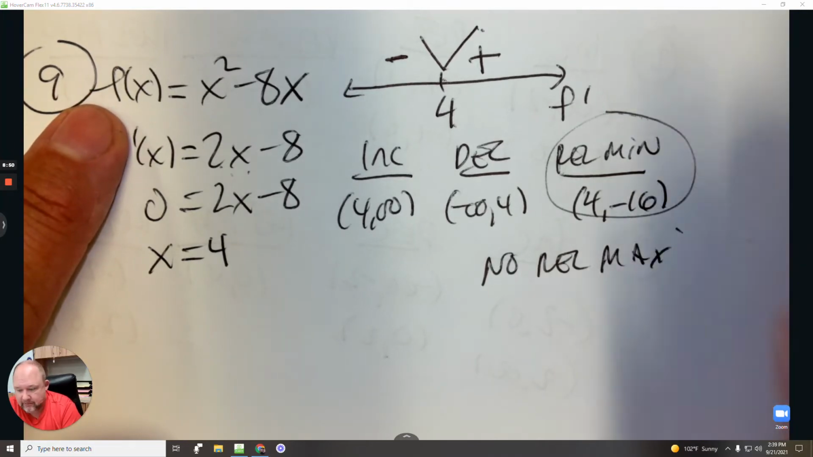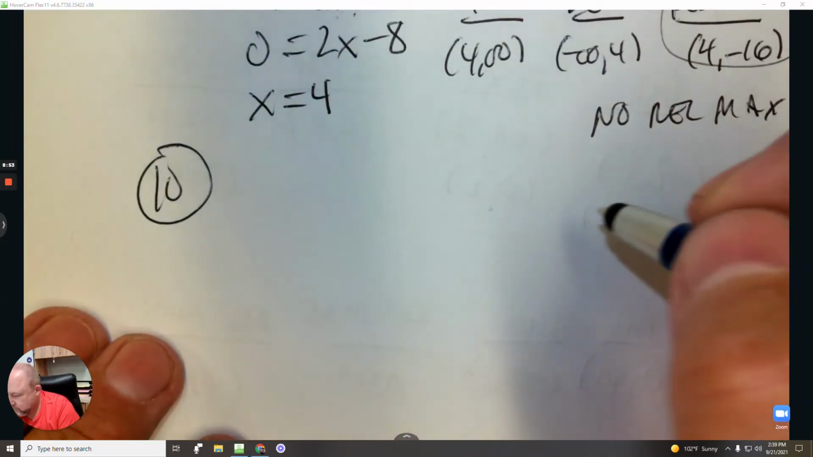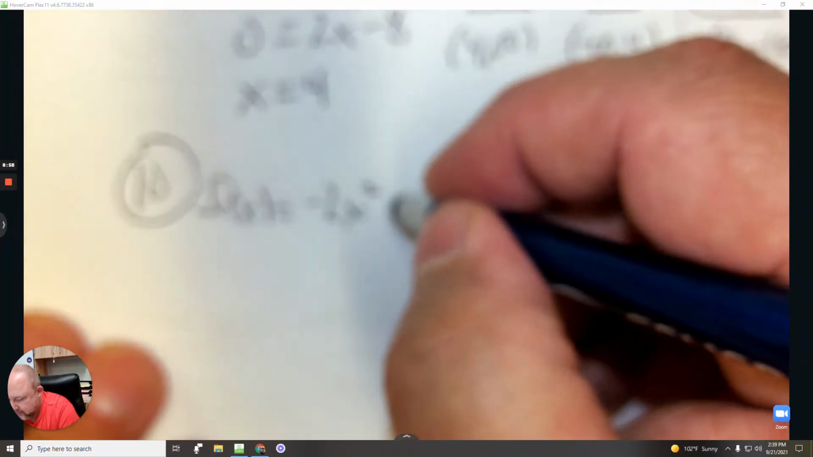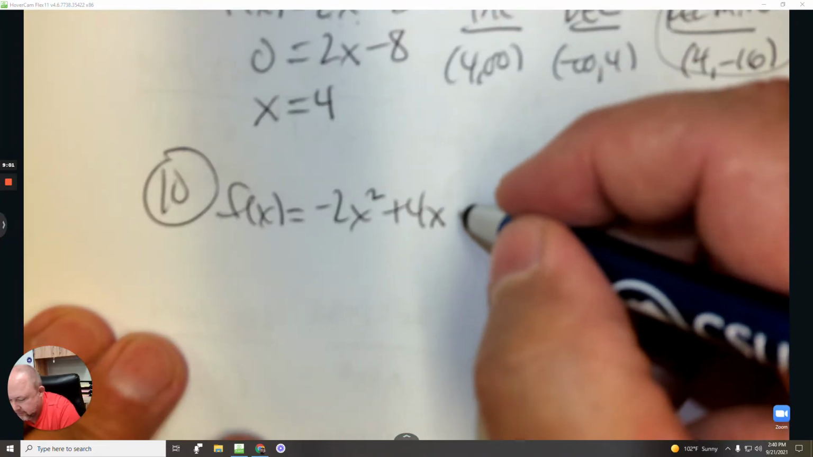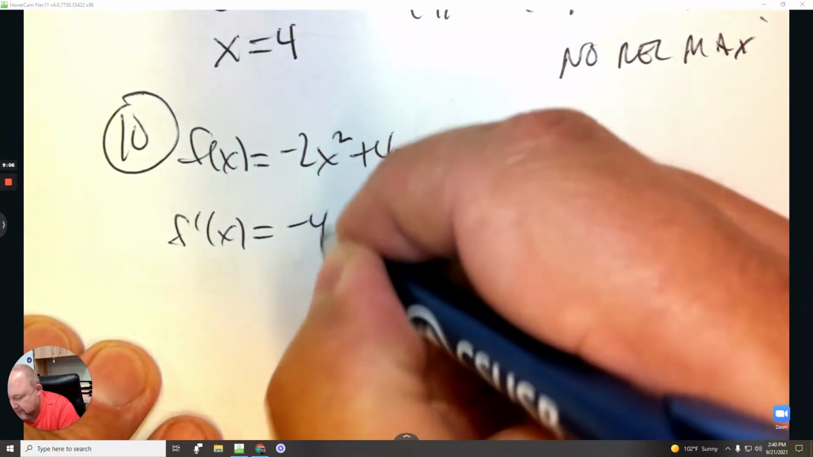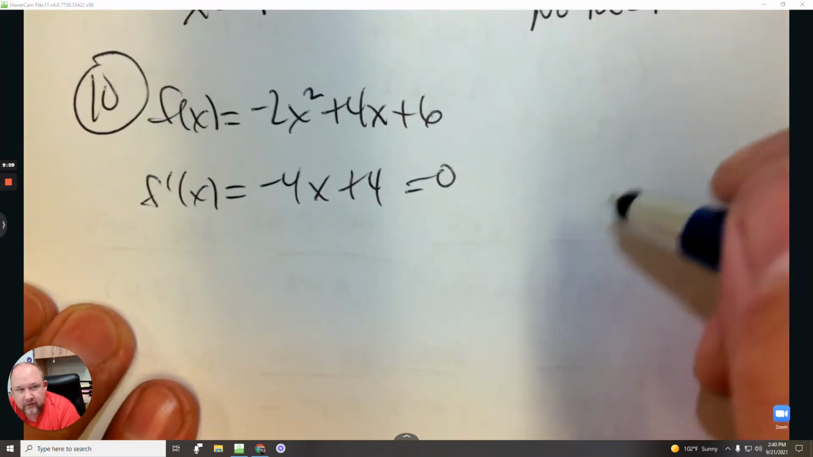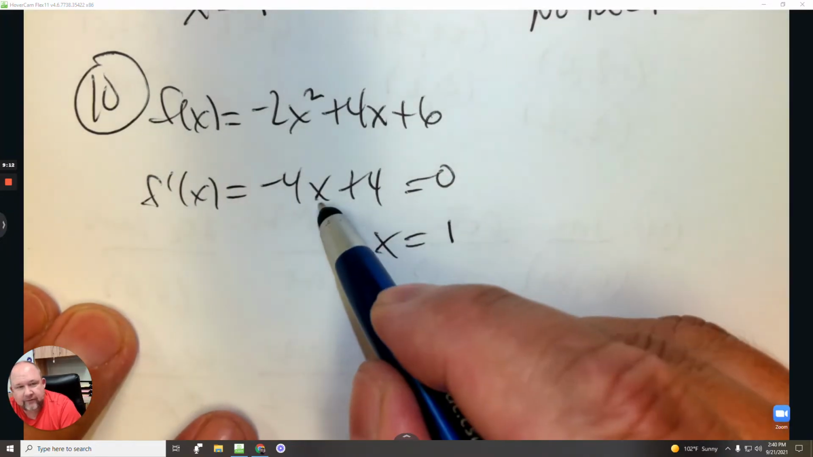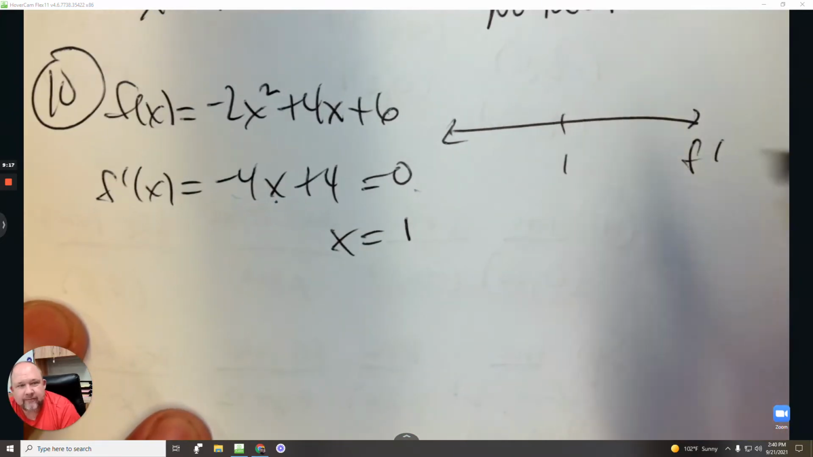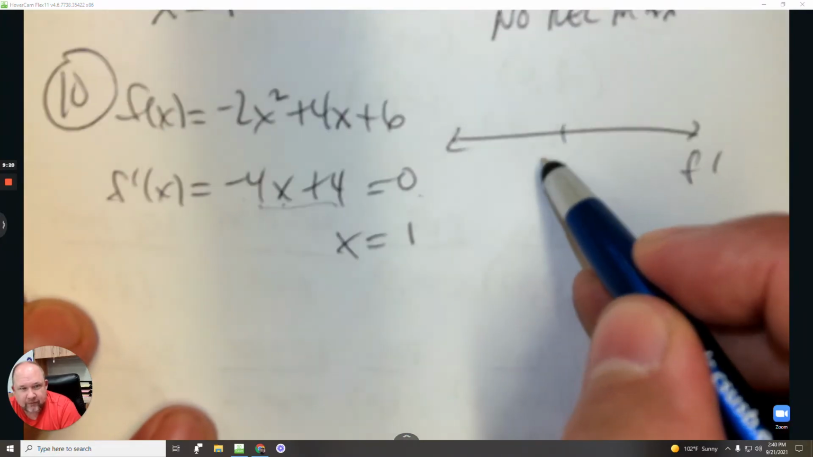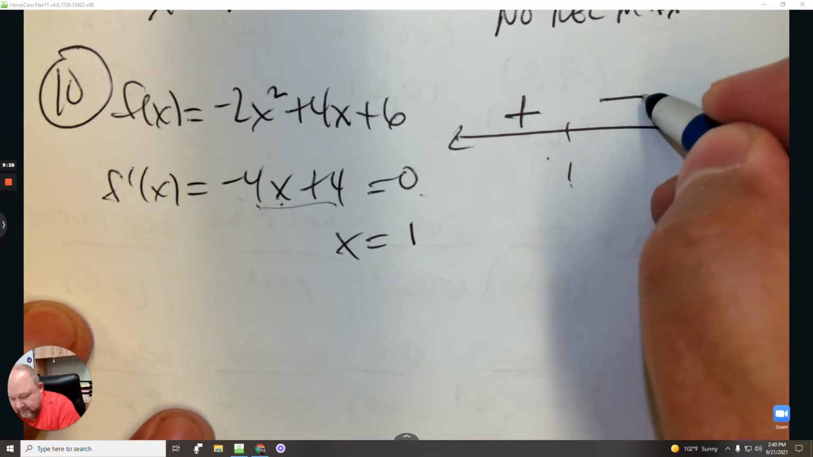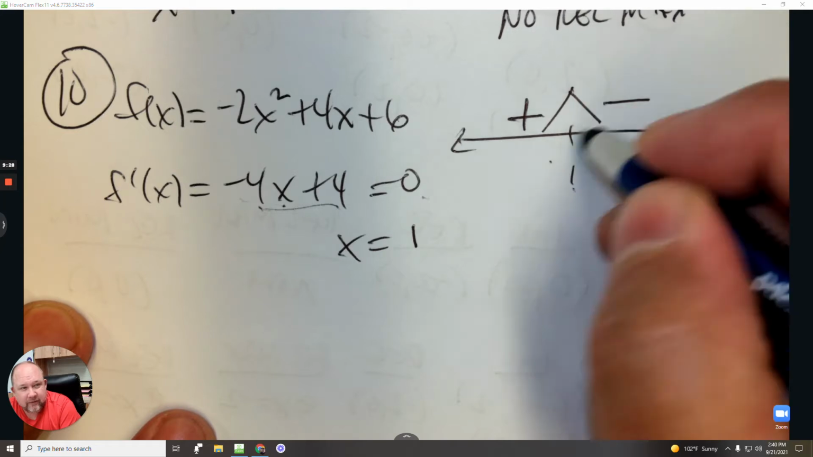Same thing. Number 10. Another parabola, so there's only going to be one turning point. It's concave down, so it's going to be a maximum. But let's go through the work. So you take the derivative, make it equal to 0, solve for x. So if x is 1, this is 0. Draw a number line, label 1, go back to the derivative, plug in a number smaller than 1, and it's positive. Plug in a number bigger than 1, and it's negative. It rises, then falls, creates a maximum.